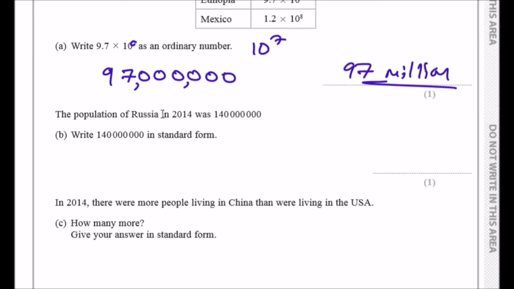The population of Russia in 2014 was 140 million, so here we go. Write 140 million in standard form. Well, again, firstly, it's the number of digits after the first digit. So we have here 3, 6, 8 digits. So it's just going to be 1.4 times 10 to the power of 8.